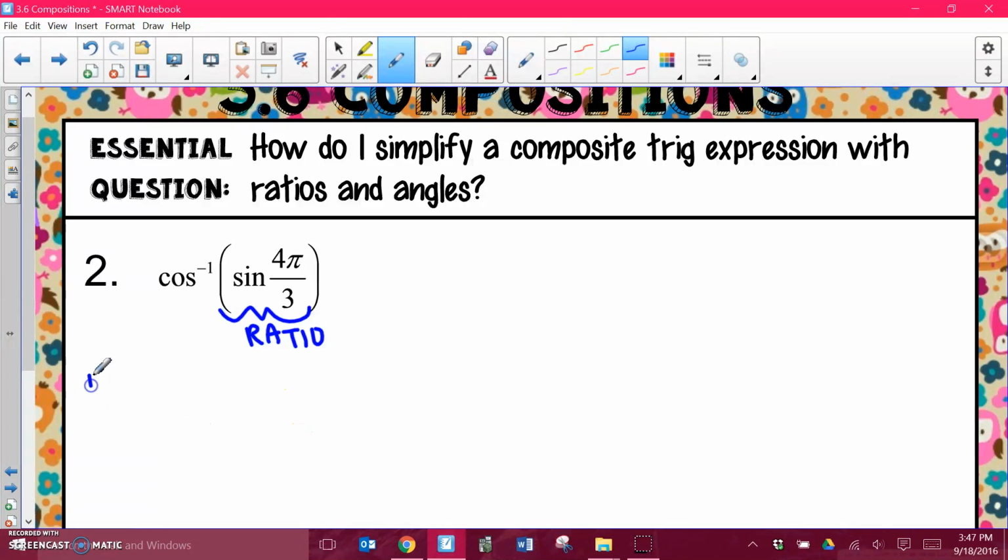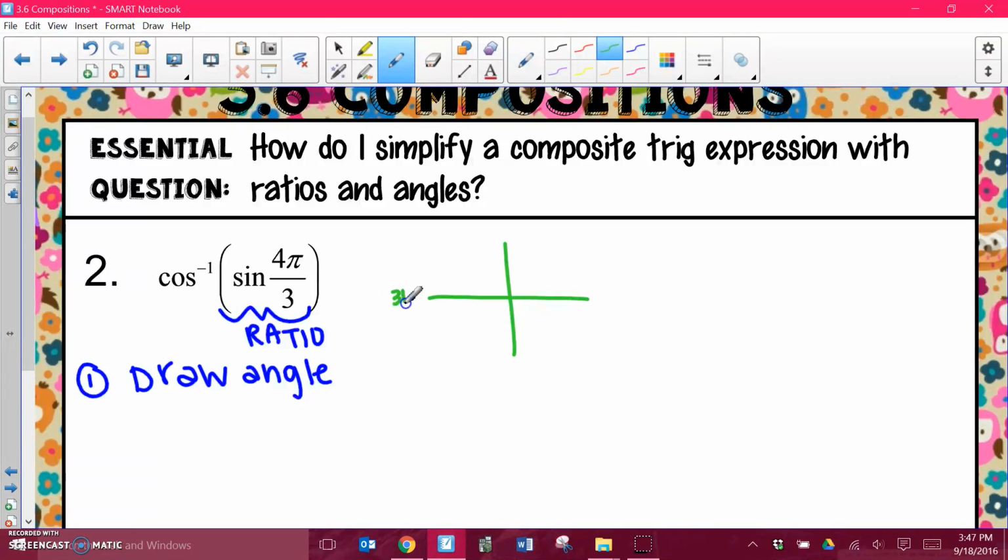So your first step here, we're still going to be drawing a triangle, but first we need to draw the angle that's inside there. So if I look here, 4π/3, here would be 3π/3, and this would be 6π/3. So 4π/3 has got to be over here in quadrant 3. Then I'm going to go ahead and find the exact value of that particular angle.